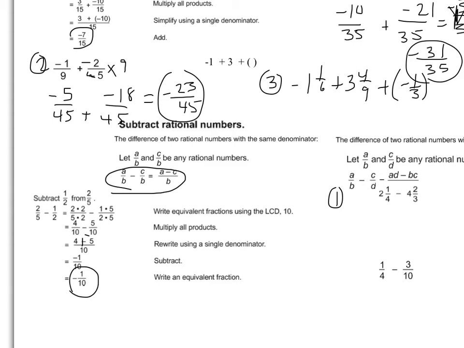So let's try example 1 over here. We have 2 1/4 minus 4 2/3. My common denominator for 4 and 3 is 12. Okay? So first thing I'm going to do is turn 2 1/4 into an improper fraction. 4 times 2 is 8 plus 1 is going to give me 9/4, minus 3 times 4 is 12 plus 2 is 14/3.